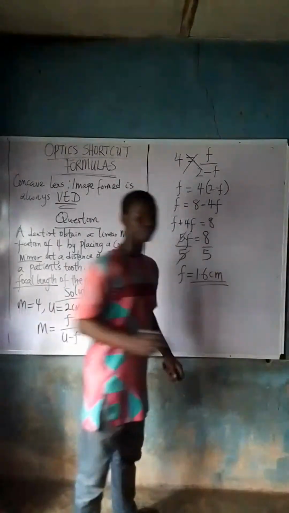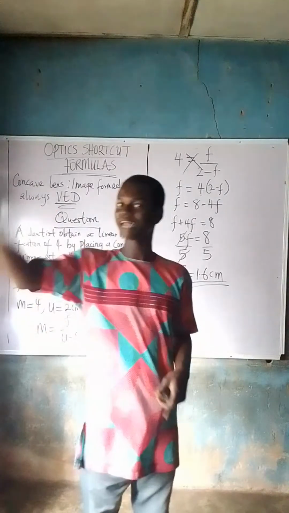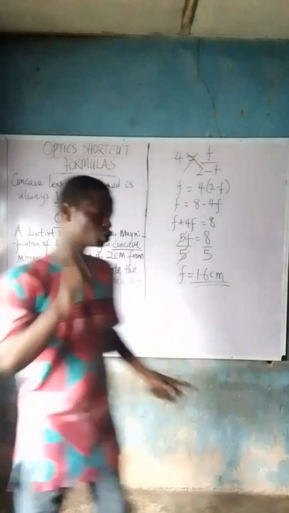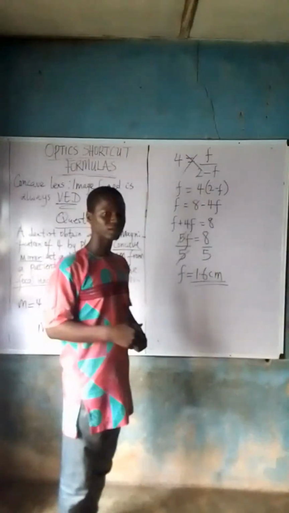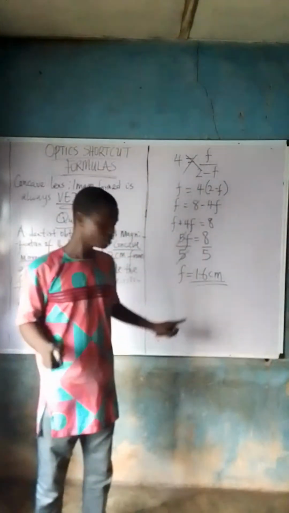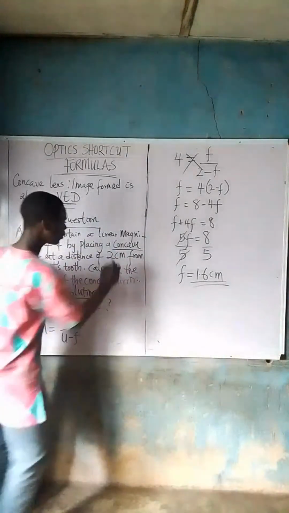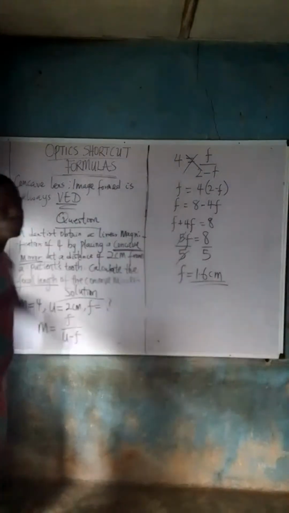Guys, check something. This is our answer, but do you know we can actually proofread our answer? There's a way we can check that our answer is correct. Let me show you. Is there a minus sign in front of our answer? Do we get minus 1.6? There is no minus sign. So it means that our focal length is positive. And mind you, it is a concave mirror. So go back to that table I gave for mirror.